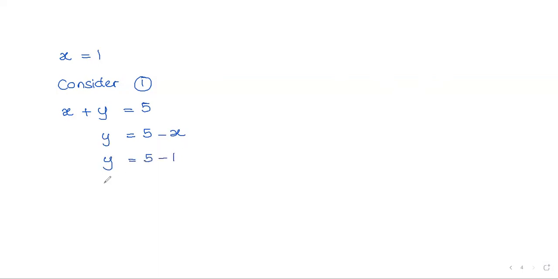Now, if you know that x is equal to 1, then we consider equation 1, right? What is equation 1, children? x plus y equal to 5, then y is equal to 5 minus x, so y is equal to 5 minus 1, then y is equal to 4. Therefore, this is how you conclude the answer, children. Therefore, x is equal to 1 and y is equal to 4.